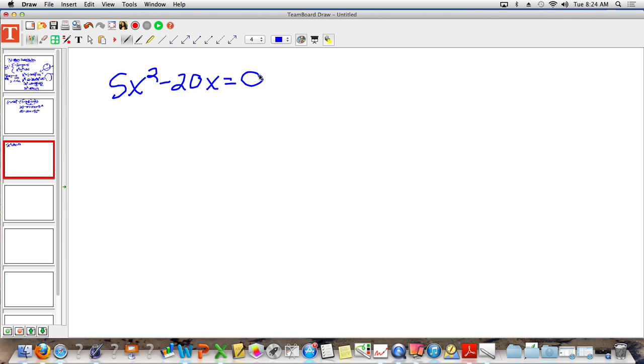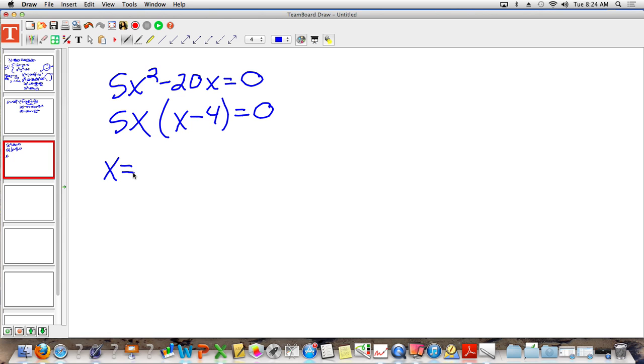Okay, so I'm going to factor out a 5x. They both have an x in common. They're both divisible by 5. So I factor out a 5x, leaving me with x minus 4 equals 0. So what could x be?